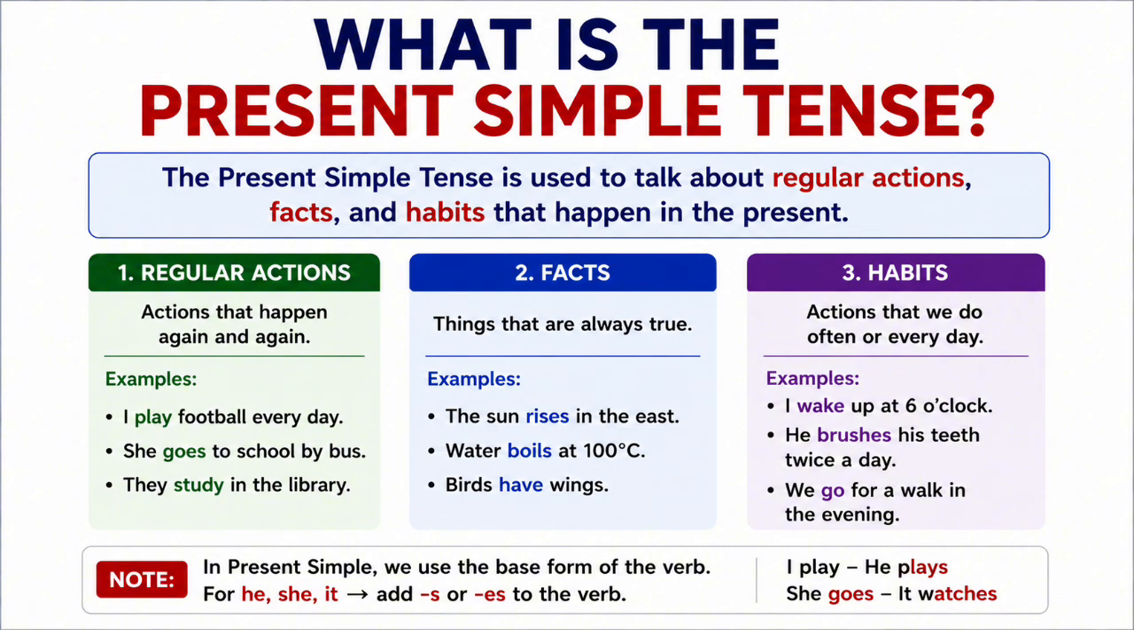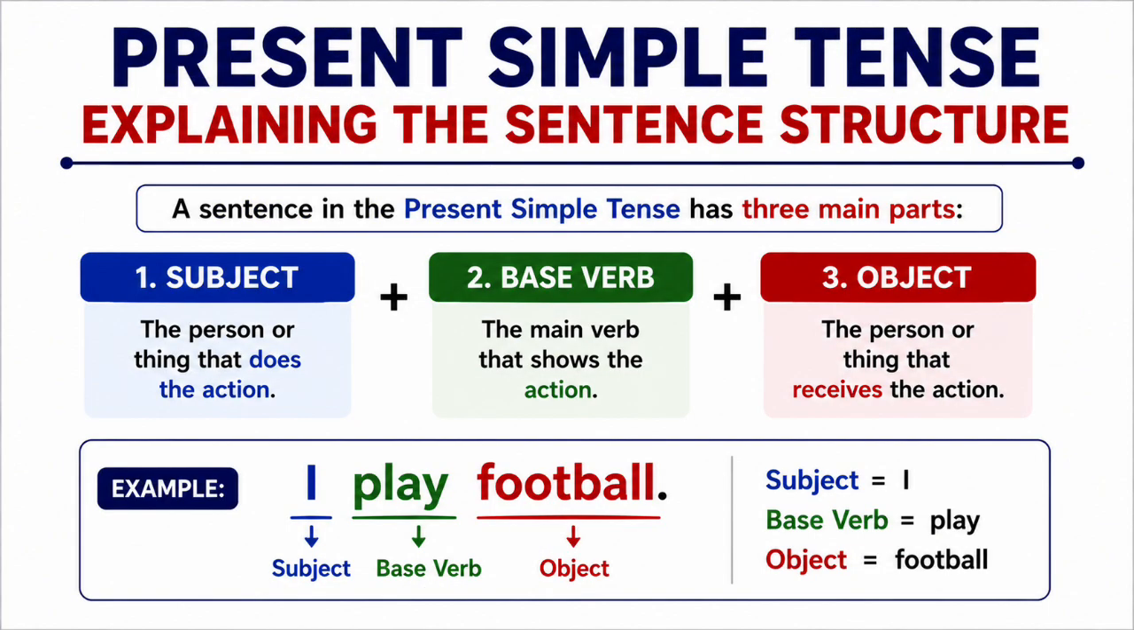Now let's learn the structure, which is very important. For I, you, we, and they, we use subject, base verb, plus object. Examples: I play football. You speak English. We study together. They watch movies.